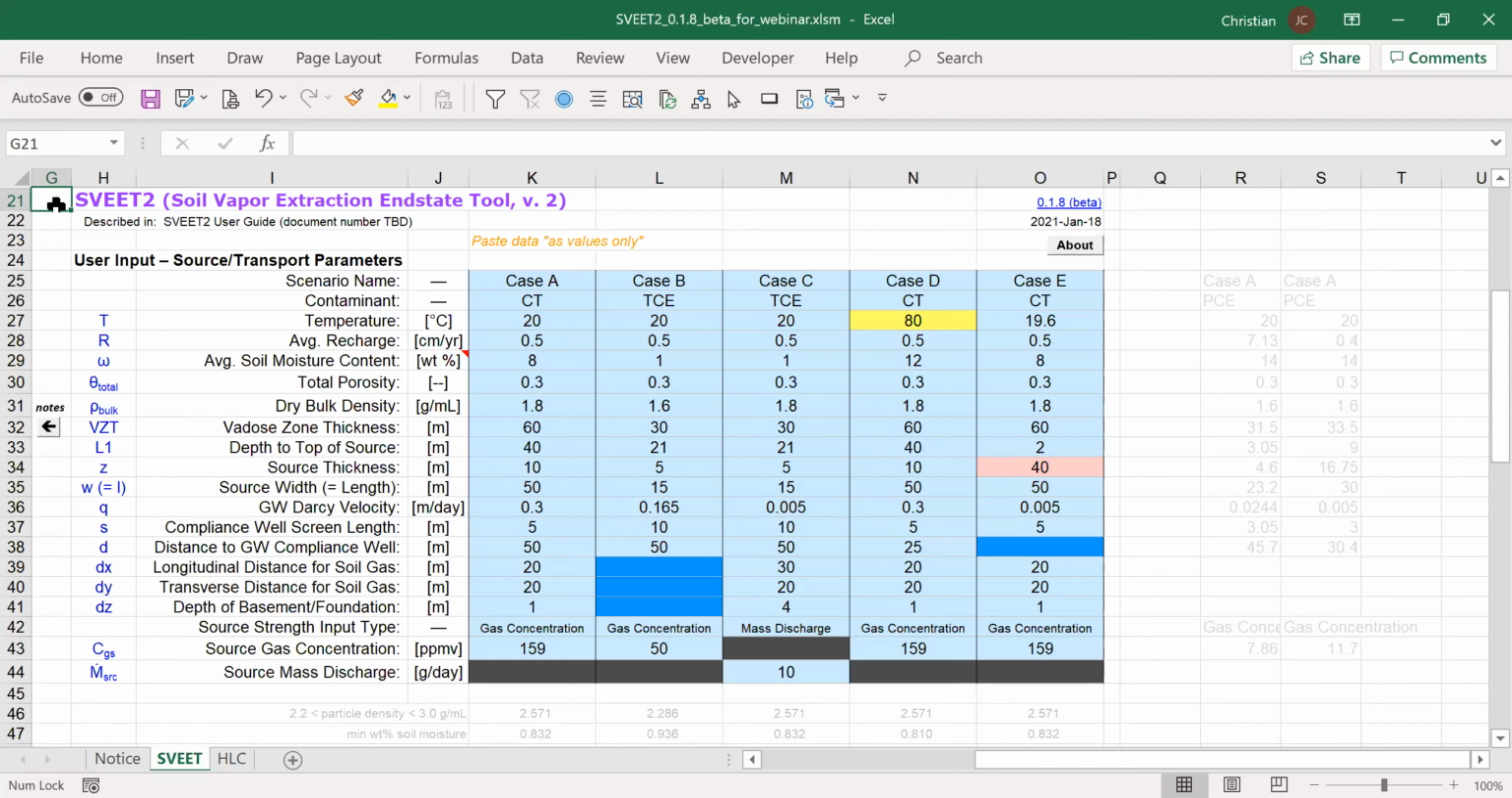Great. Next question. Does the model address sites with residual NAPL in the vadose zone?